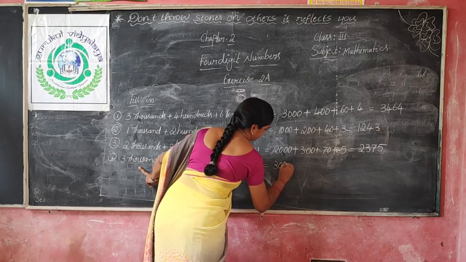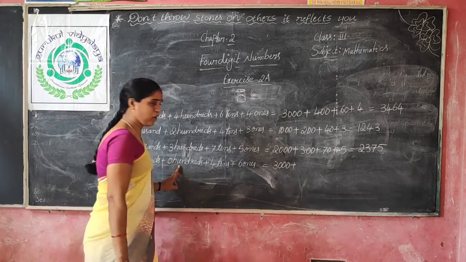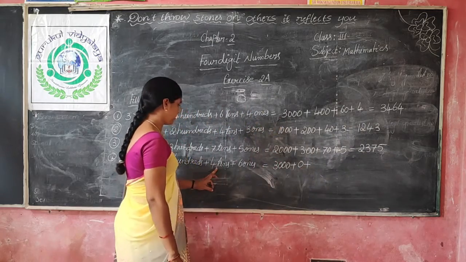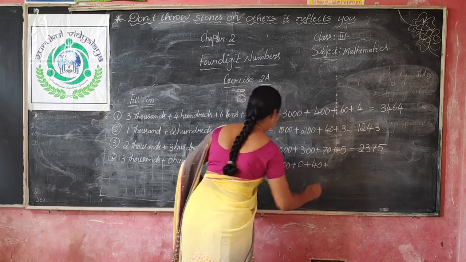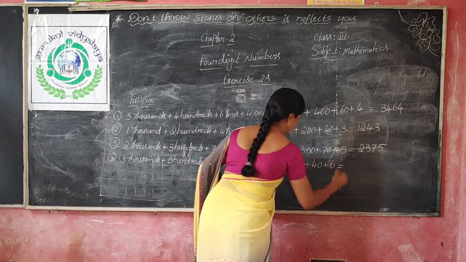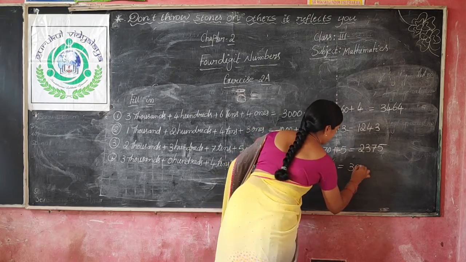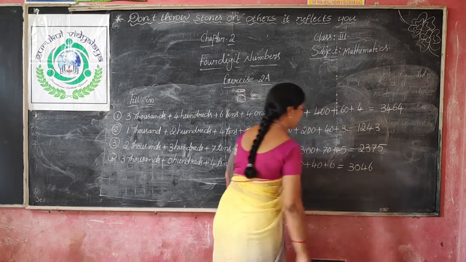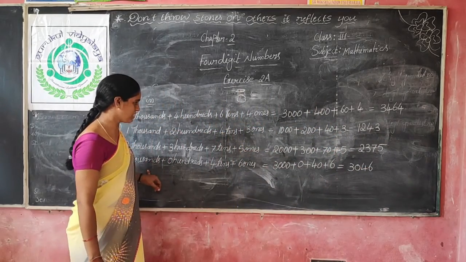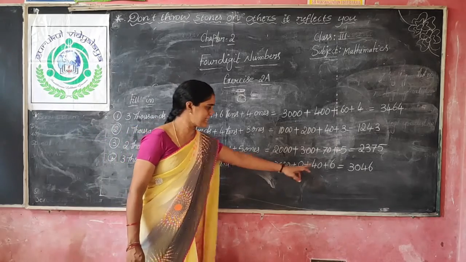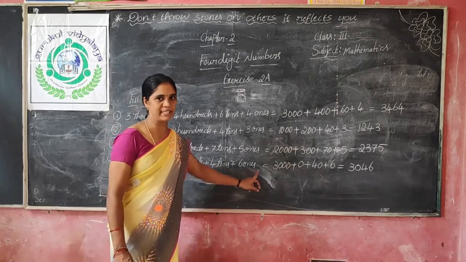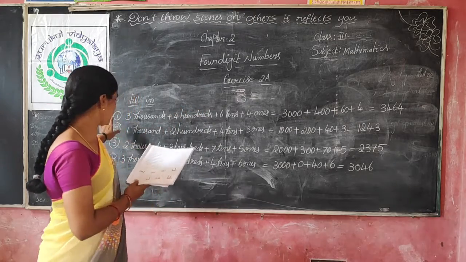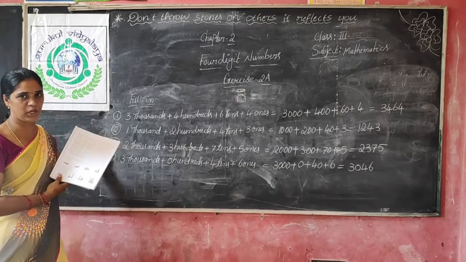See the next one. 3000 plus 0 hundreds. Here hundreds are not there, so write 0 hundreds. Next, 4 tens are 40, plus 6 ones are 6. Okay? 3000, and then you keep 0, because here 0 hundreds are there. Next, 4 tens are 40, 6 ones are 6. So 3046. Hundreds are not there, no? So 3046. Clear, children? Like this, 4 sums I explained. The remaining you complete in your textbook.